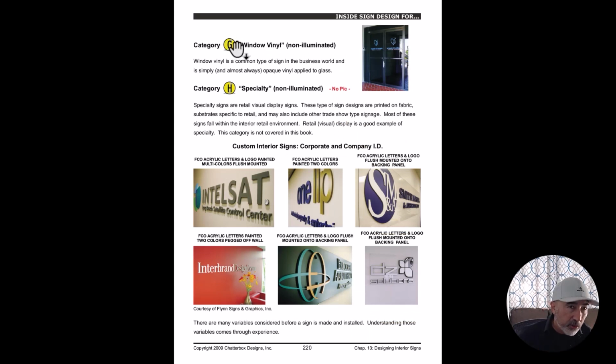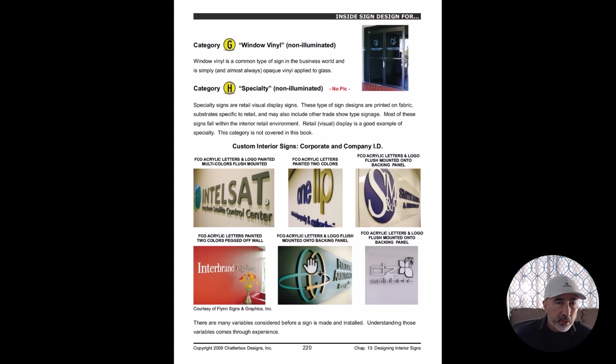So category G is window vinyls, another sign type. And number H is specialty, non-illuminated. There's no picture, I don't have that. It's just anything that's off the cuff or different and unusual. So that would be the non-illuminated specialty category. It's not a big deal. There's so many different variations on how you would label that.